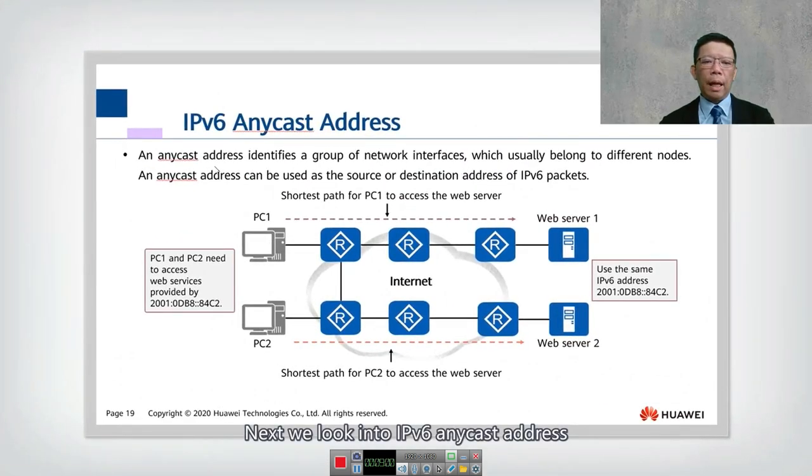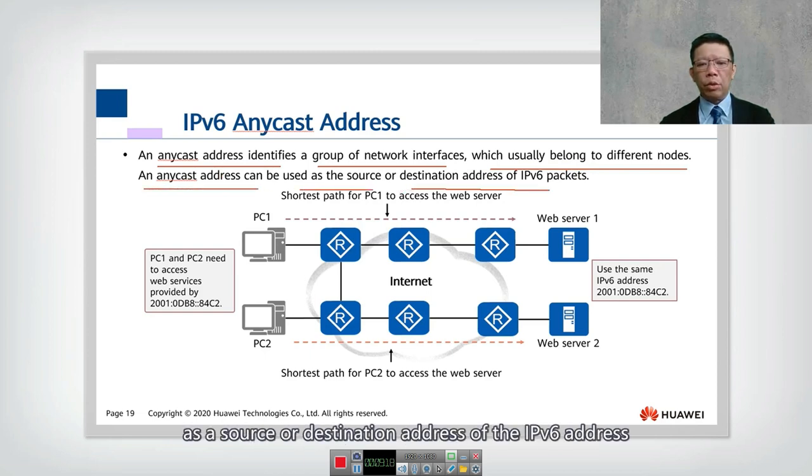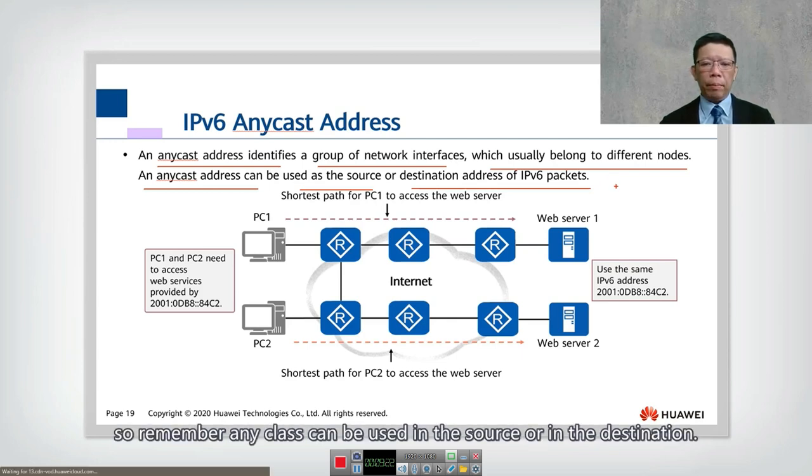Next, we look into IPv6 anycast address. On the previous slide, I mentioned we have unicast or anycast. So now let's look into more detail. An anycast address identifies a group of network interfaces which usually belong to different nodes. An anycast address can be used as a source or destination address of the IPv6 packet. So remember, anycast can be used in the source or in the destination.